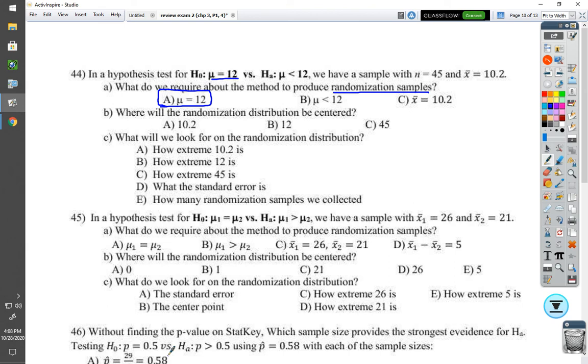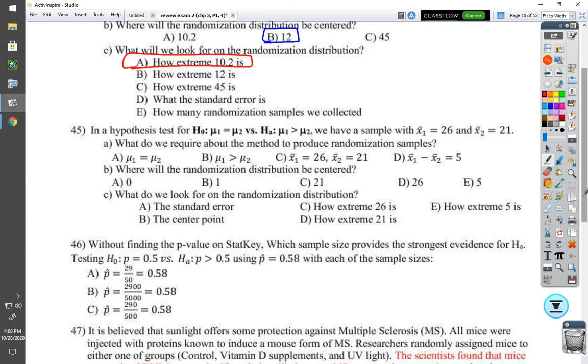Where will the randomization be distributed? Or where will it be centered? At that same location, 12. What will we look for on the randomization distribution? Well, we're going to look to see how extreme the produced value of 10.5 is. We're going to look for the p-value that associates itself with 10.5.